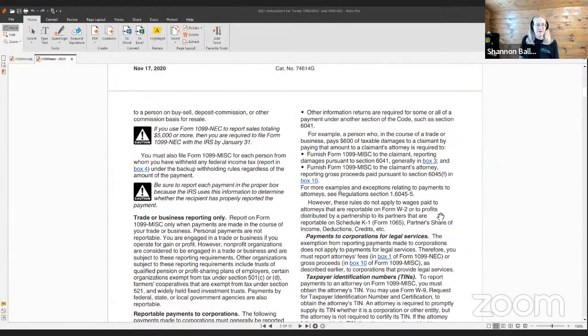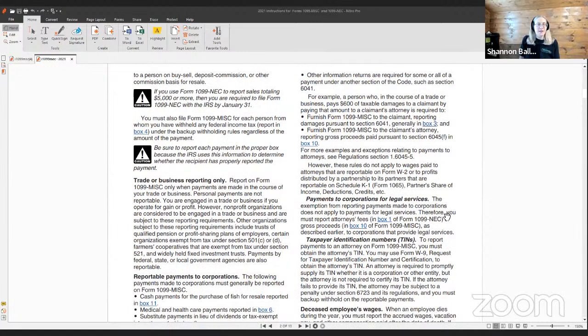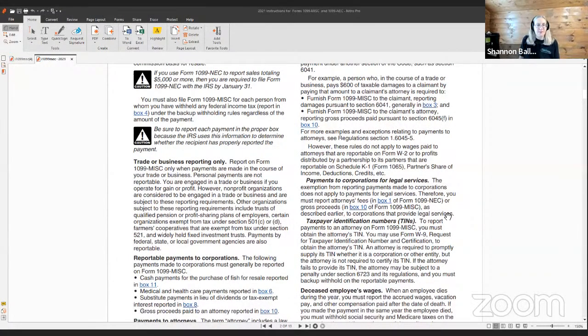You must also file Form 1099 miscellaneous for each person for whom you have withheld any federal income tax, reported in box 4 under the backup withholding rules, regardless of the amount of the payment. Be sure to report each payment in the proper box because the IRS uses the information to determine whether the recipient has properly reported the payment.